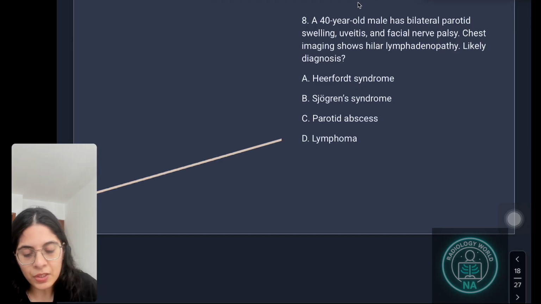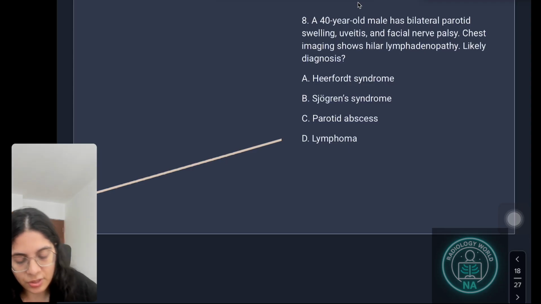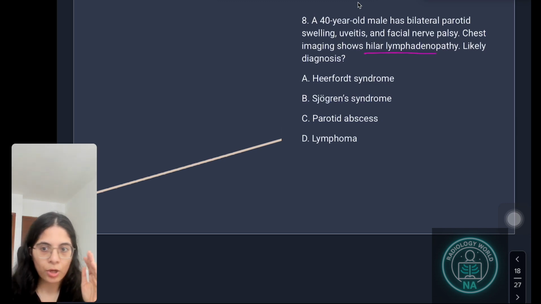Okay, moving towards our next question. A 40-year-old male has bilateral parotid swelling, uveitis and facial nerve palsy. Chest imaging shows hilar lymphadenopathy. Likely diagnosis is, again they have given you a hint of hilar lymphadenopathy in this case, so my mind automatically goes to either sarcoidosis or tuberculosis.